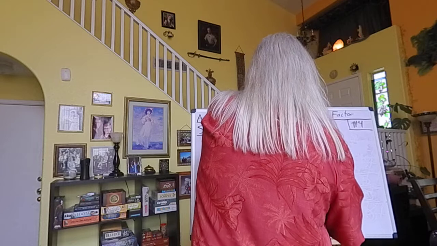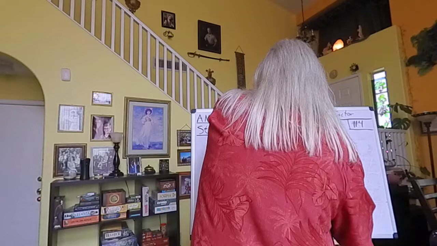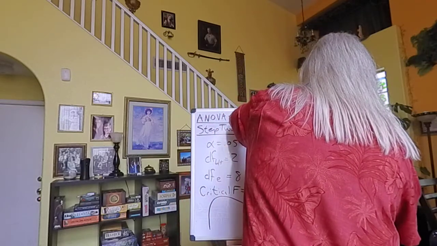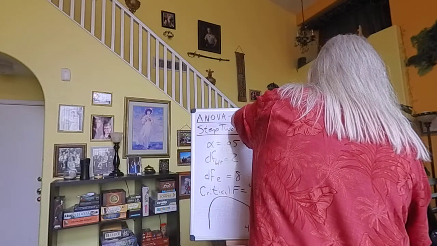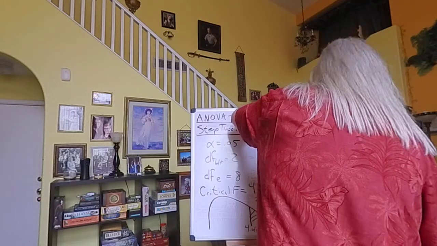And writing it in APA, we would say we have an F of 2 and 8 that equals 28, p is less than 0.05.